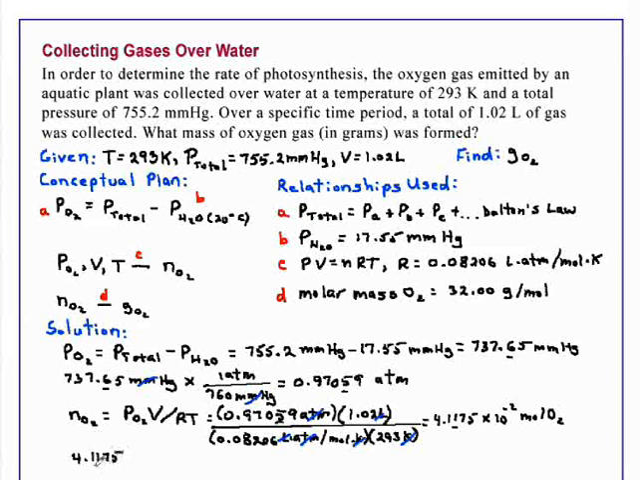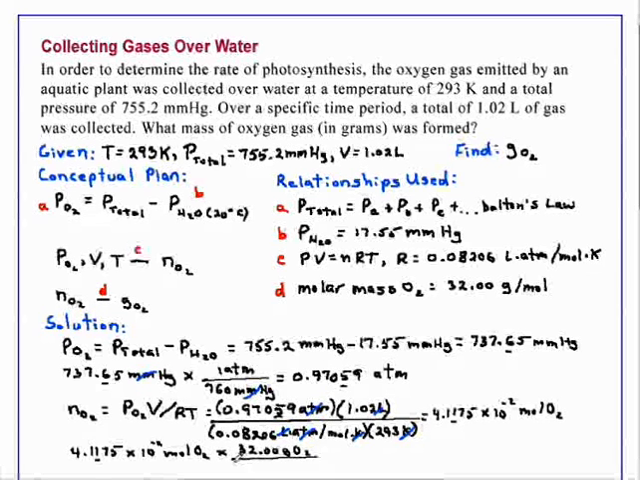4.1175 times 10 to the minus 2 mole of oxygen times 32.00 grams of oxygen per mole of oxygen, and this equals 1.32 grams of oxygen.